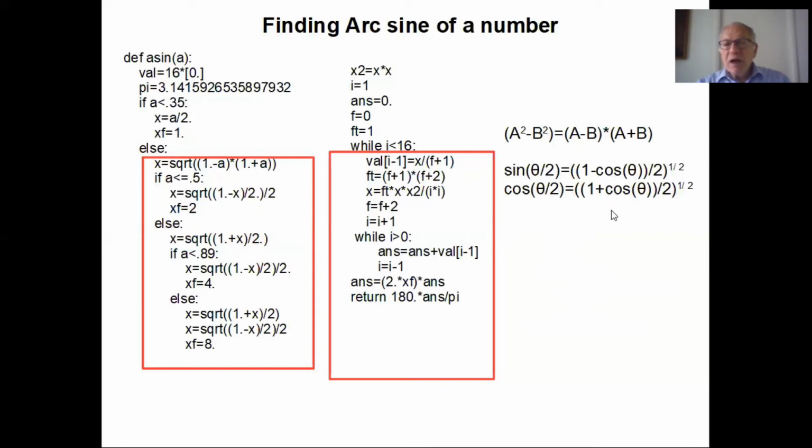Okay, and another trick we use is when you take a squared minus b squared, you want to write that as a minus b times a plus b because of the limited accuracy that the computer has. And so these little tricks that we use in mathematics made it much easier for us to solve the problem and get answers of very high accuracy.